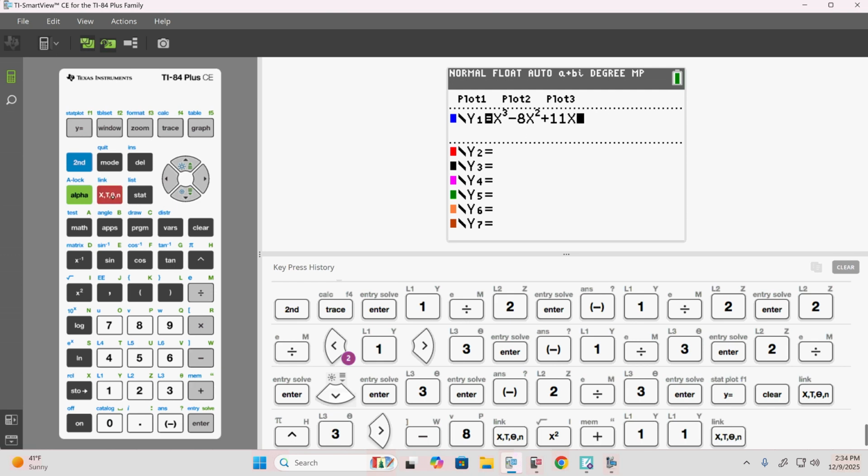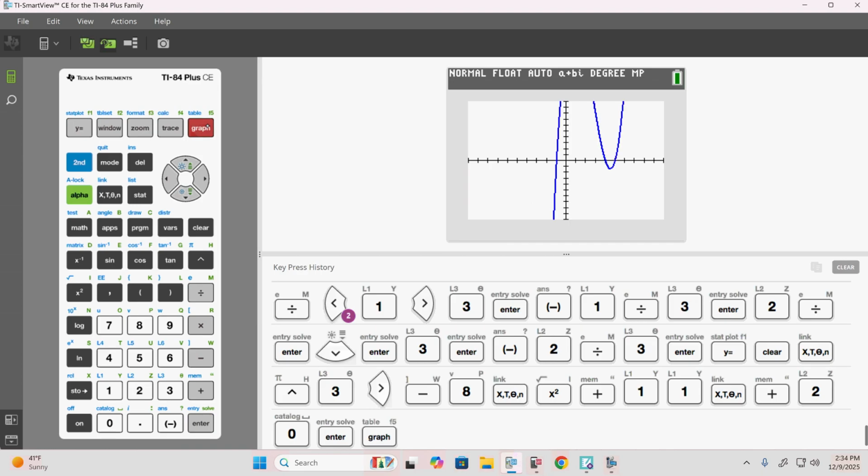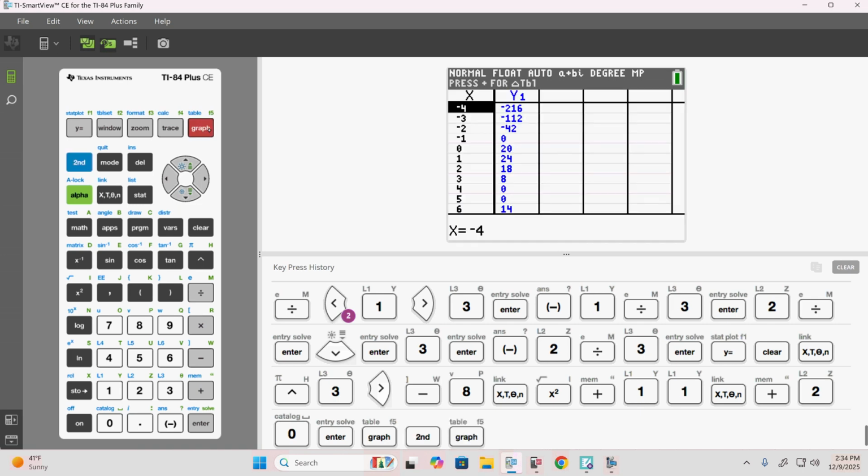Y equals, up at the top. X cubed minus 8x squared plus 11x plus 20. Once you get it typed in, hit graph. And we get something that looks like this here, yes? Well, it is intersecting at negative 1, isn't it? We can also go second table.